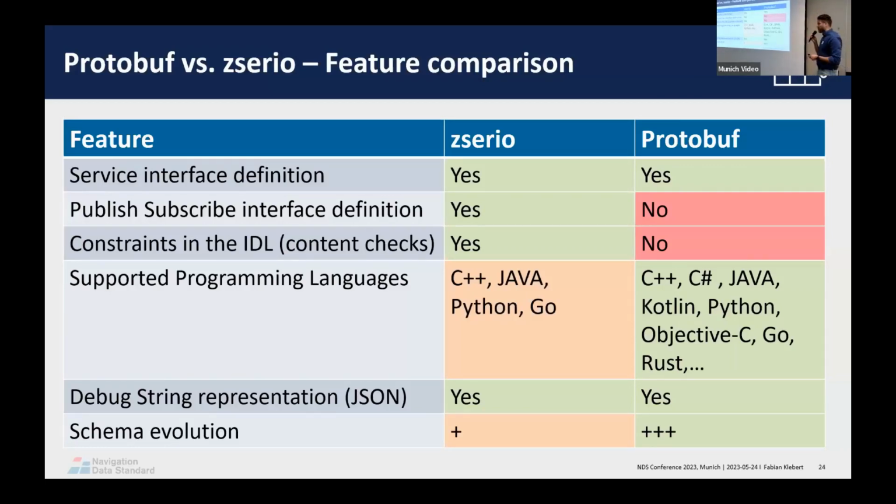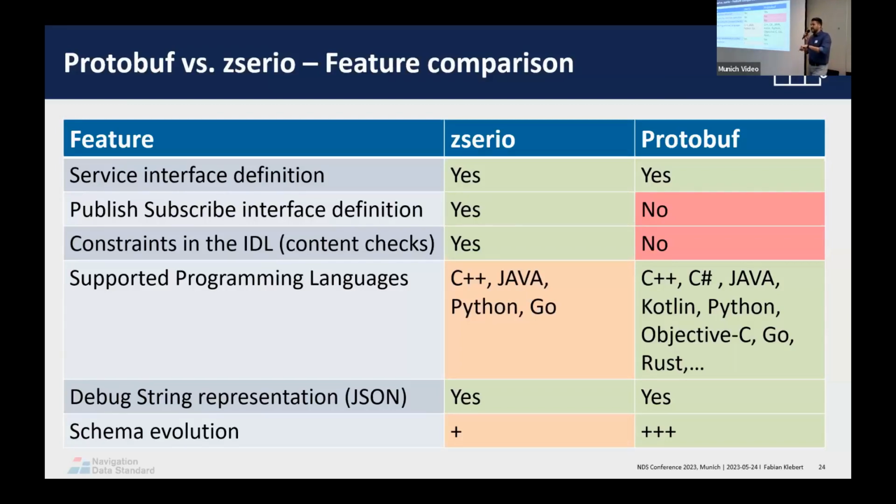In supported programming languages, Protobuf is out there for a lot longer and has of course much wider adoption. So it's literally available for each and every programming language you can think of. Serio is only available for C++, Java, Python, and Go. Both have a debug string representation and JSON. So in both ways, you can load a protobuf file and generate JSON out of it to read it. The same goes for Serio.